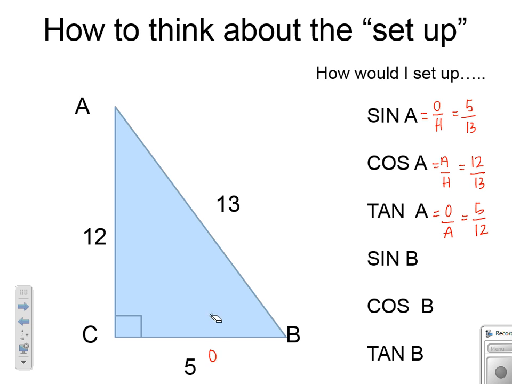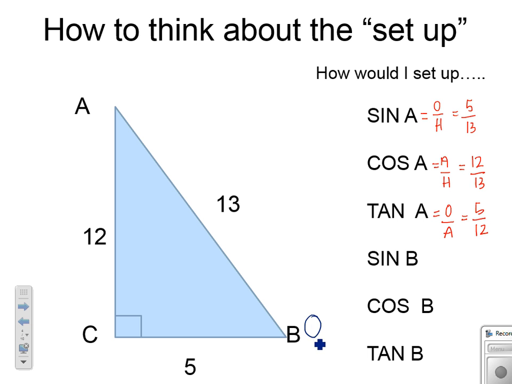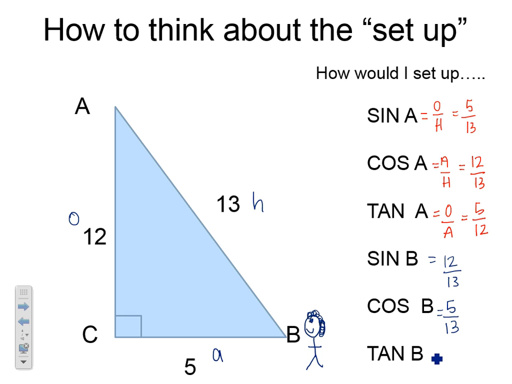Okay, and then if I wanted to say I want the sine and cosine and tangent of angle B, what I'm going to do is put myself where angle B is, so that now I know, okay, now I'm going to have curly hair. So now I will know that the 5 is my adjacent, the 12 is the opposite, and the 13 is the hypotenuse. So sine is O over H, so it would be 12 over 13. Cosine is A over H, so that would be equal to 5 over 13. And the tangent of angle B would be O over A, which would be 12 over 5.